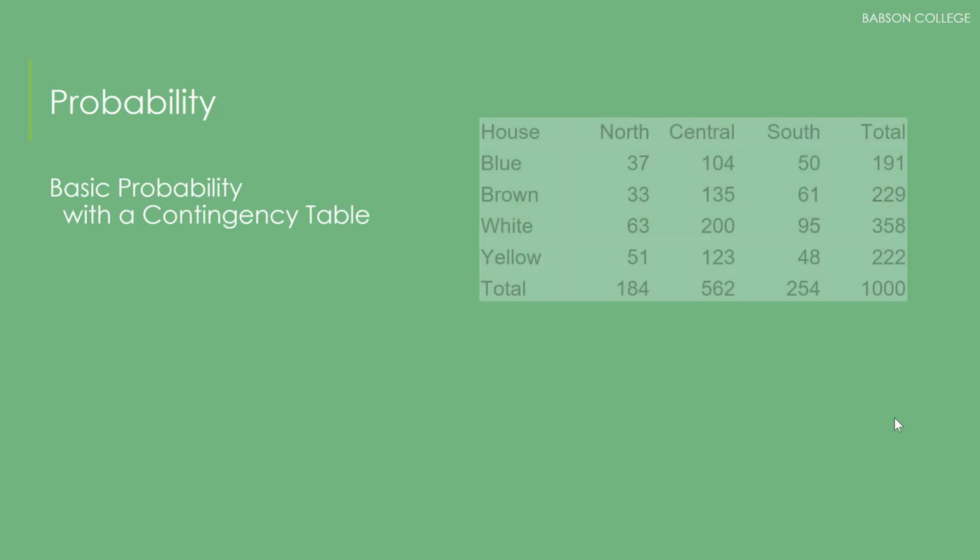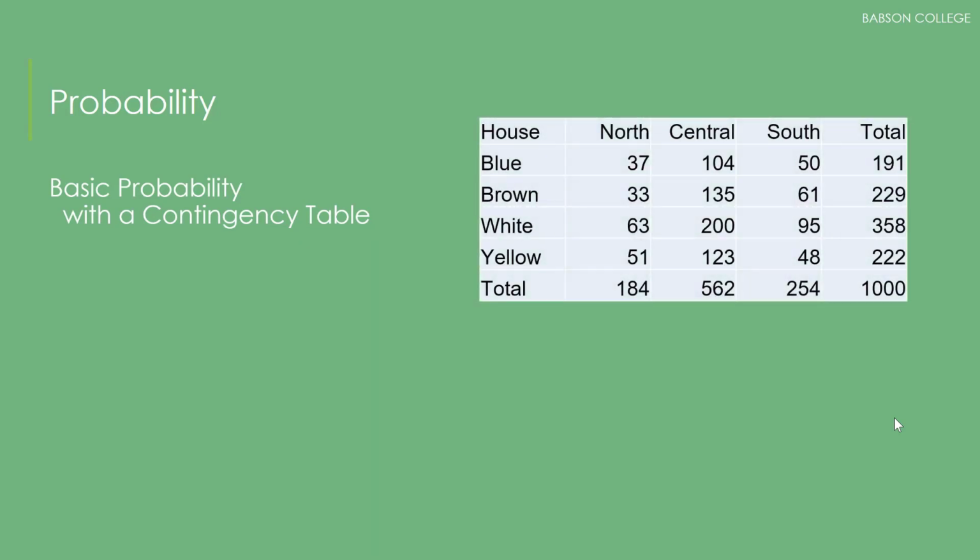Then we finished up with probability. We started with basic probability, where we worked with a contingency table to answer questions like, what is the probability of a brown house? What is the probability that you have a yellow house in the central region? And even things like conditional probabilities, like what is the probability that a house is blue given that it is in the north region? And then we looked at discrete probability with a summary table.